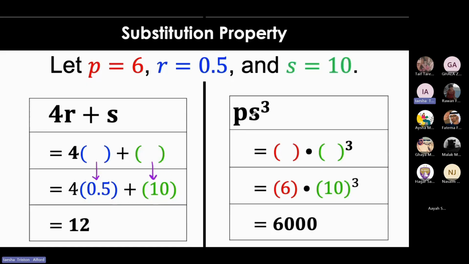Same for this one. We have P multiply S to the power of 3. Do not write P, you can put parentheses. Do not write S, you can put parentheses. After you put your parentheses, put the number inside. Put it in the calculator, and then you can solve. Everybody's okay about this, yes or no?